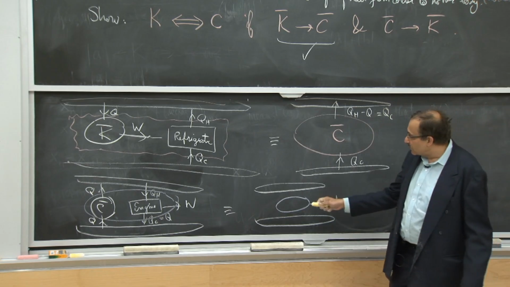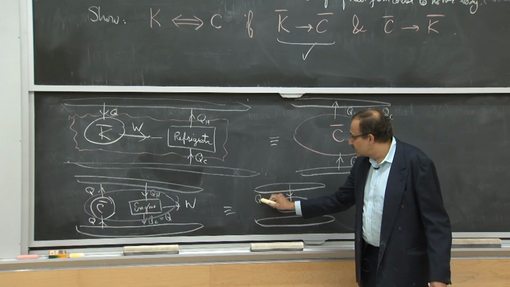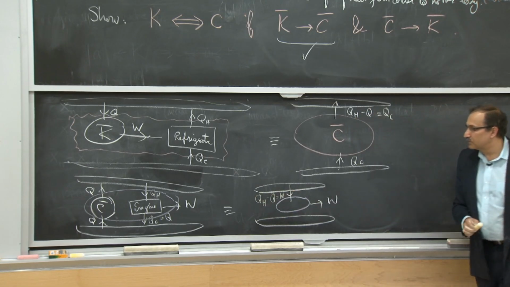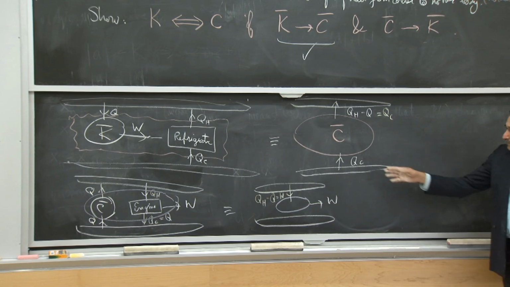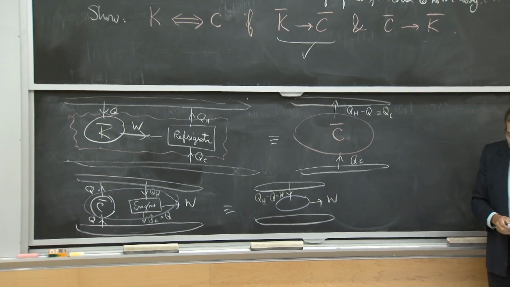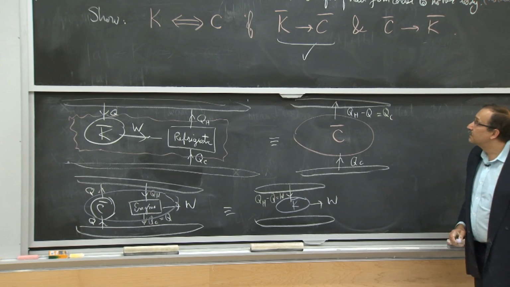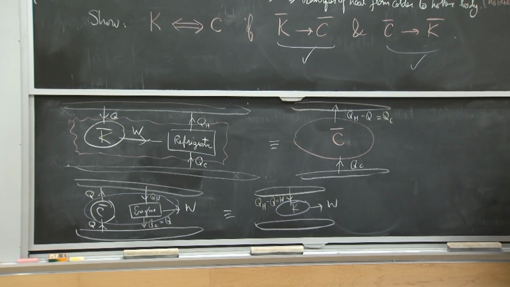And so what is happening is that there is a certain amount of heat QH minus Q that is taken here that has to be equal to W by conservation of energy. And we have converted heat entirely to work, violating Kelvin's statement. So basically, we have proved this also.